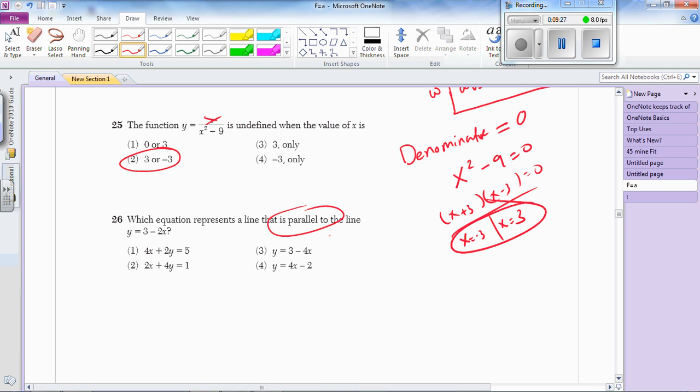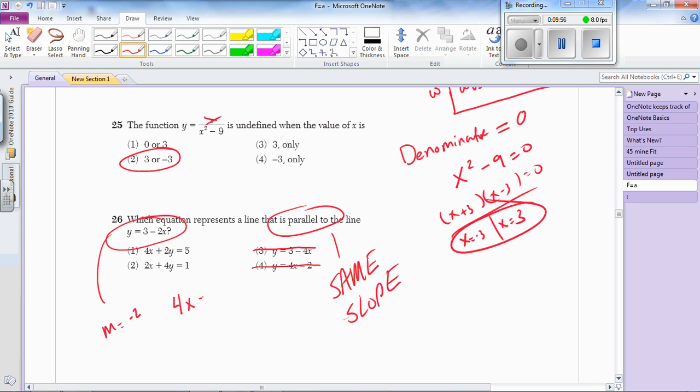Parallel lines have the same slope. So the slope of this line, oh my gosh, they're so tricky. The slope of this line is negative 2. So I got to find out which one of these has a slope of negative 2. Certainly isn't that one that has a slope of negative 4. It certainly isn't that one that has a slope of positive 4. So it must be one of these two. And of course, they're going to require us to do a little work.